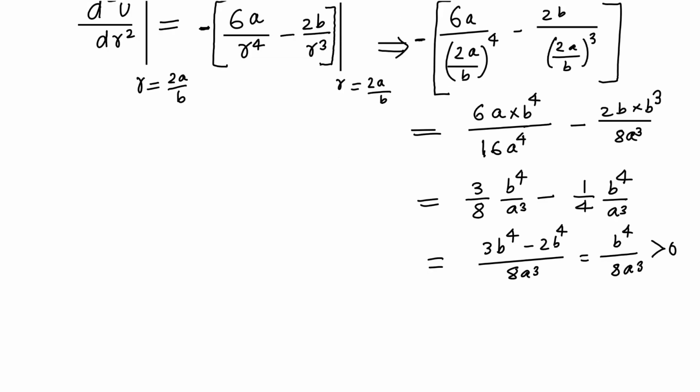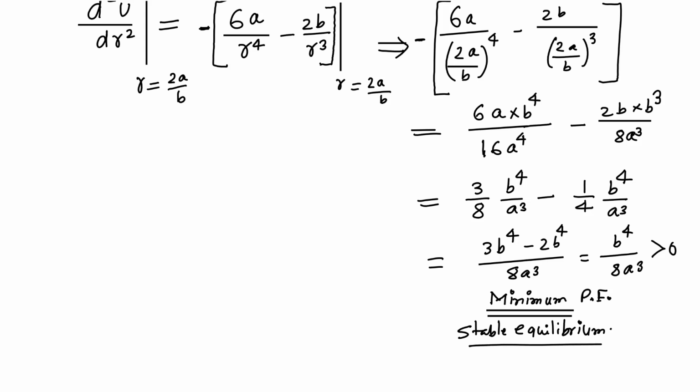If this is greater than 0, this means a minimum exists. So this corresponds to a minimum, minimum potential energy. This means what kind of equilibrium do we have? We have a stable equilibrium. So this is a case of a stable equilibrium.